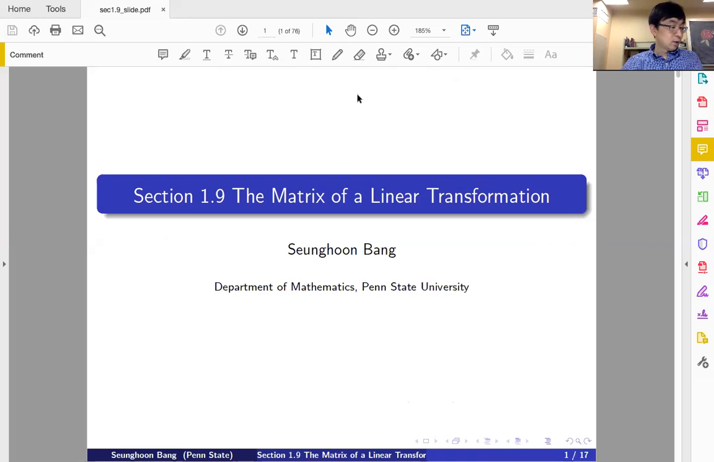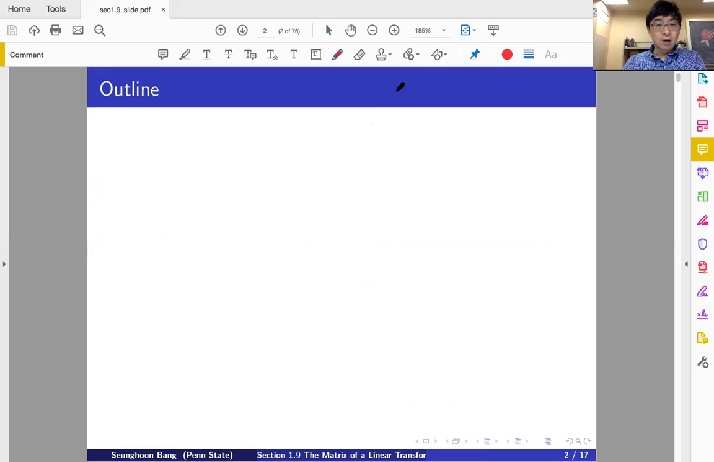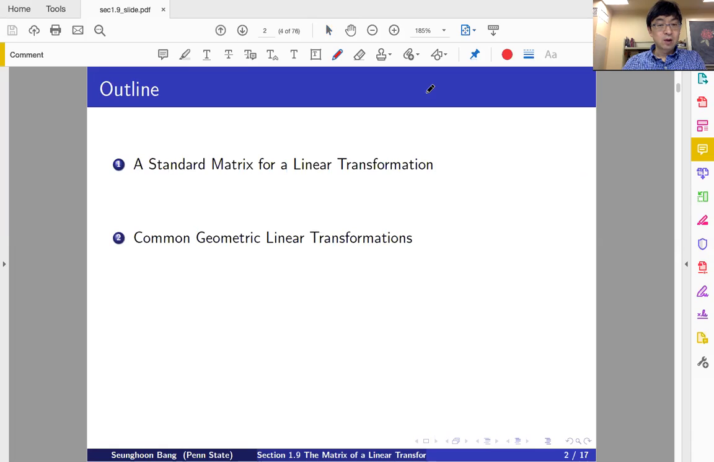Okay, today I want to talk about section 1.9, the matrix of a linear transformation. This is the outline. The first one, I want to talk about the standard matrix for a linear transformation. Second, common geometric linear transformations. What are onto transformations?